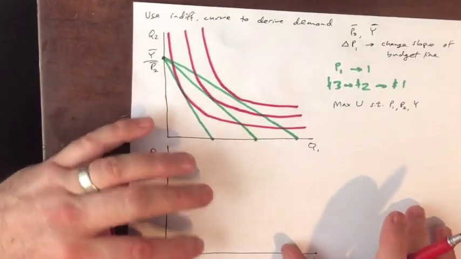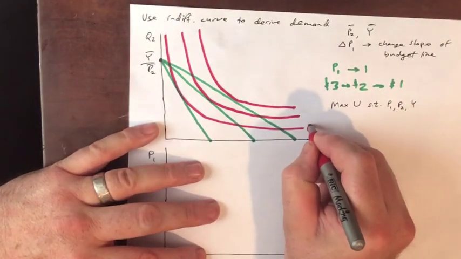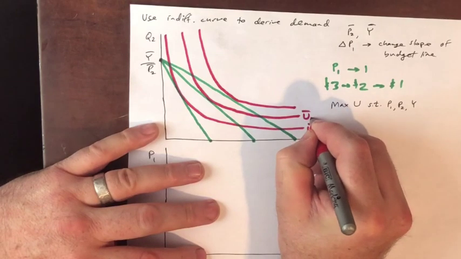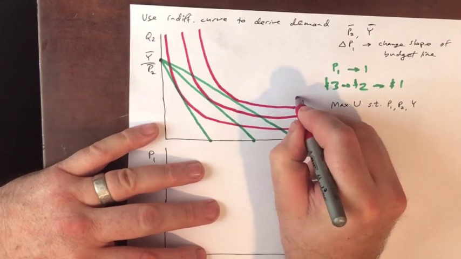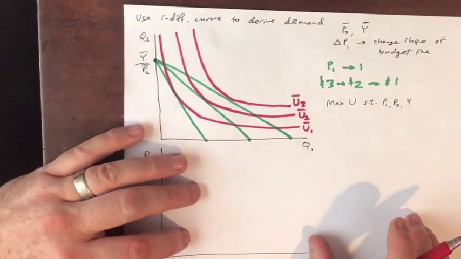All right, so I got 3 indifference curves on here. Indifference curve 1, indifference curve 2, indifference curve 3.